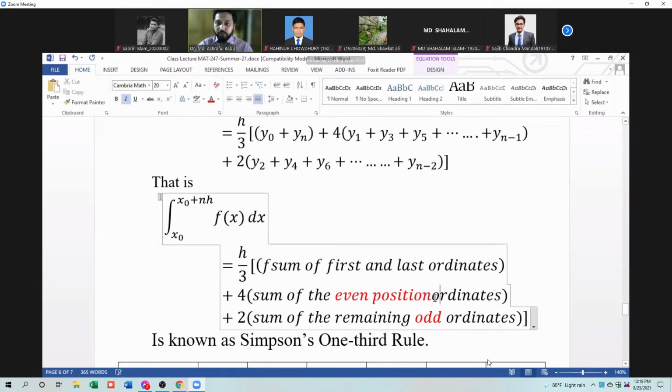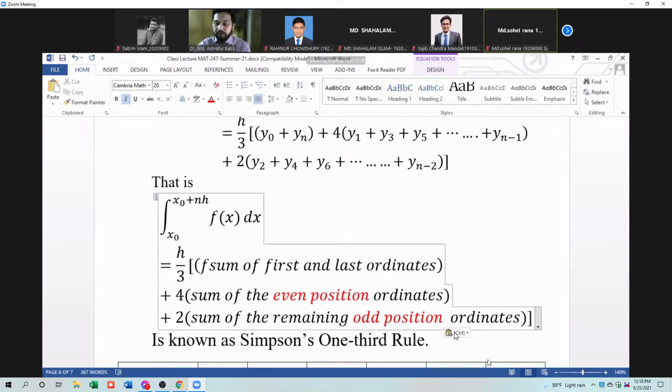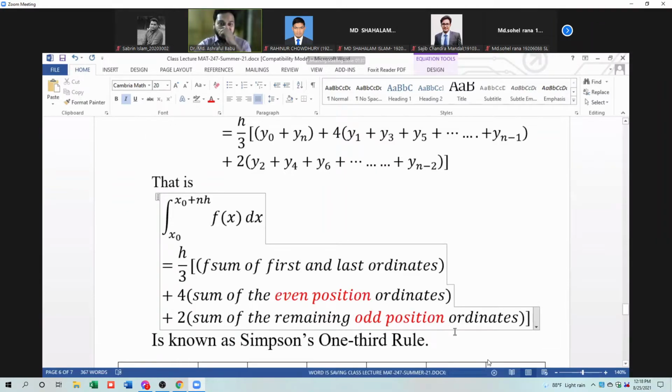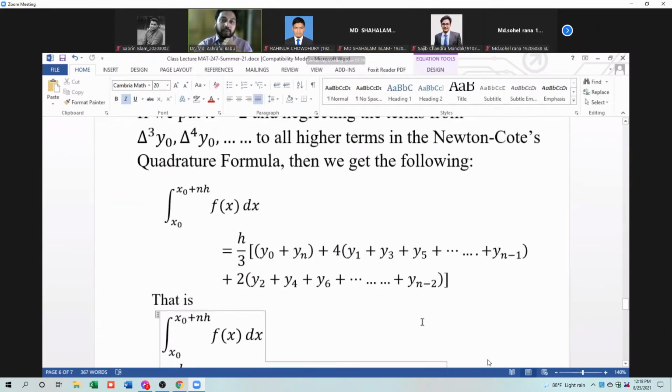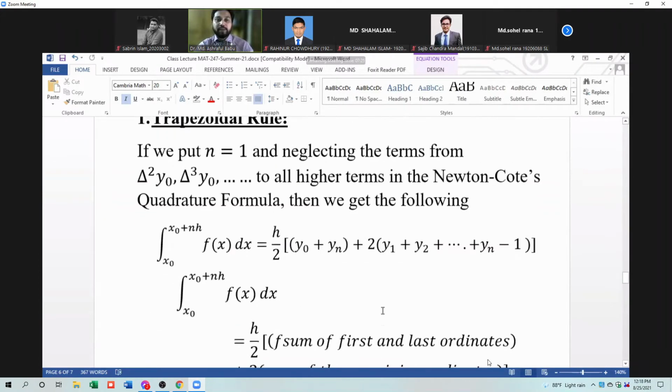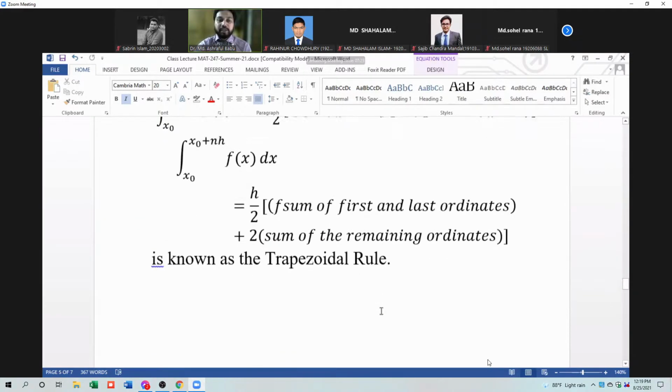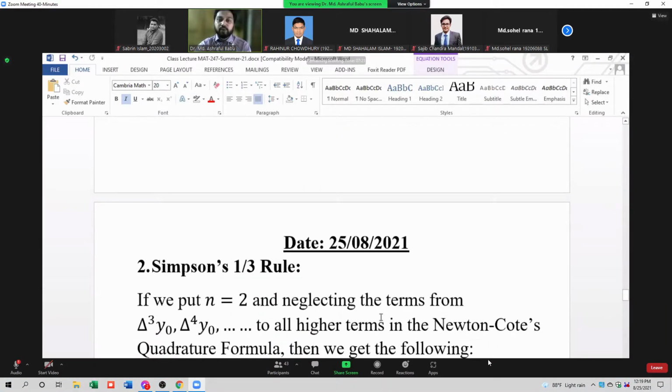Even position ordinals, and that should be odd position ordinals. That will be more clear, I think. Now, another thing is that I missed one thing to describe in these 3 rules: the trapezoidal rule, Simpson 1/3 rule, and Simpson 3/8 rule.